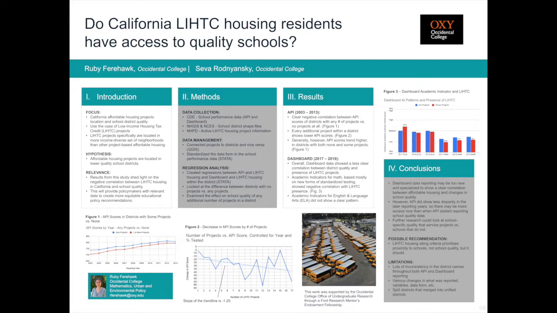What we ended up finding was that for the API data, there is a clear negative correlation between any number of projects in the district versus none at all, and that's shown in Figure 1. We found that school districts with any number of projects had an API score of about 20 points lower than those without any projects. We also found that for API, every additional project showed a decrease in API scores of about 1 point, and that is demonstrated in Figure 2.